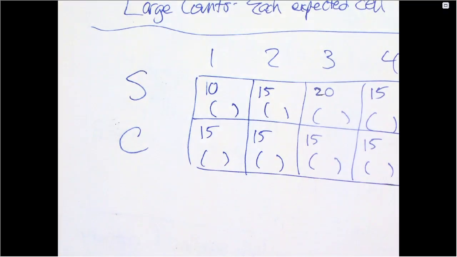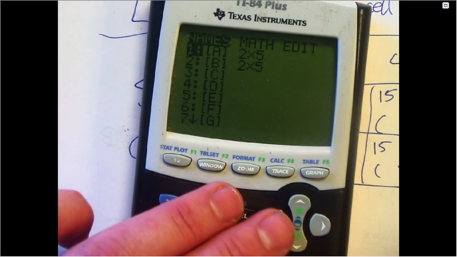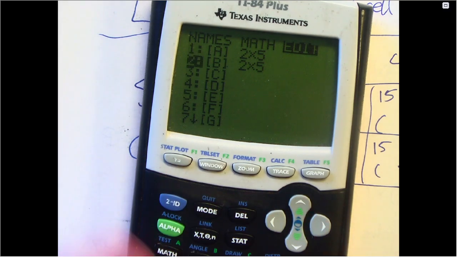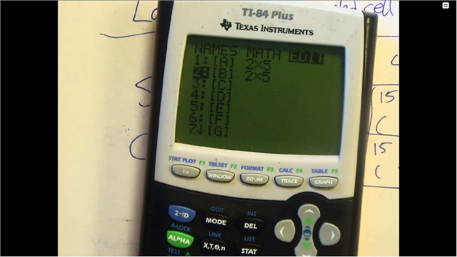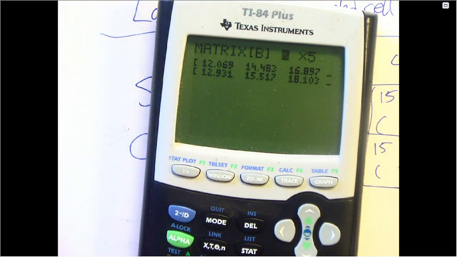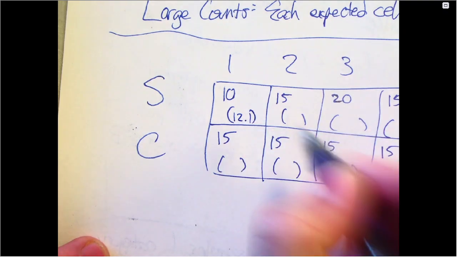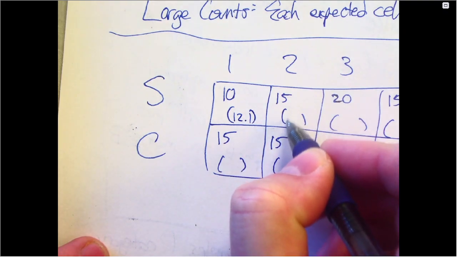So, I have to go back to the matrix, right? So I gotta go second matrix again. And I'm gonna edit matrix B. I'm not actually gonna edit it, I'm just looking at it. And I'm gonna write down those values in the parentheses in my table. You gotta kind of scroll across.